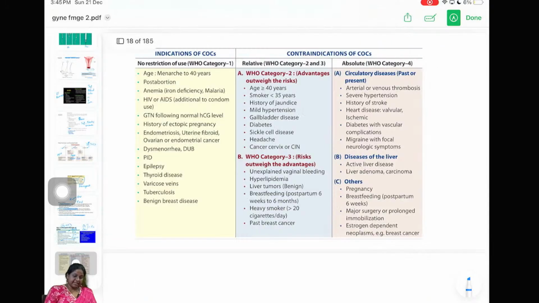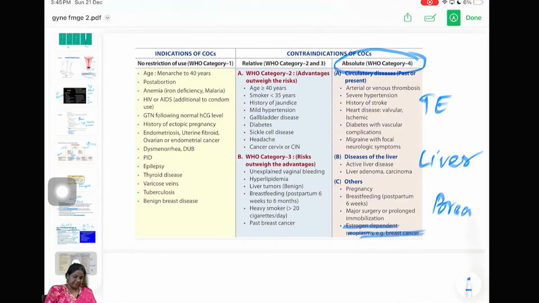So the next slide will tell you what is going to be the absolute contraindication of COCs. Absolute contraindication is any circulatory disorder, that is thromboembolic disorder, anywhere. Okay, it is contraindicated. Next is liver disease, contraindicated. Okay. Other than that, if there is going to be any estrogen dependent neoplasm also, like breast CA, that is contraindicated, and pregnancy.